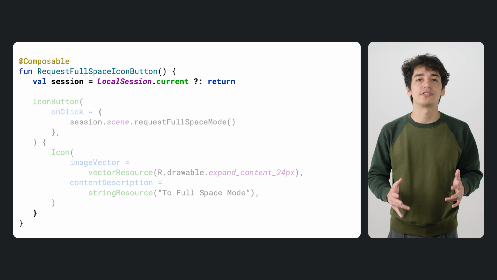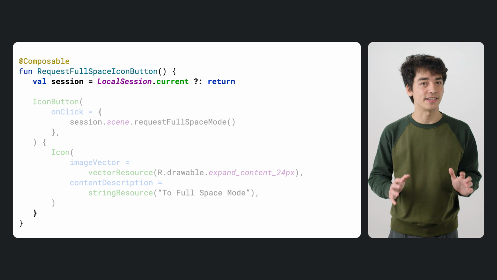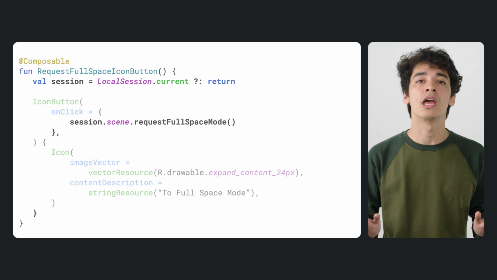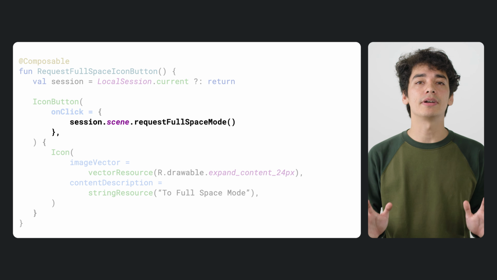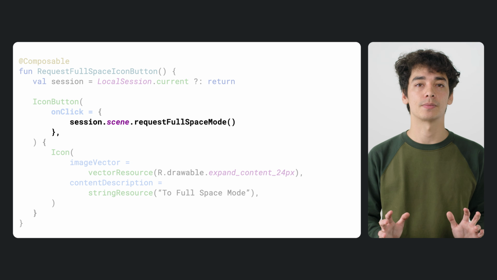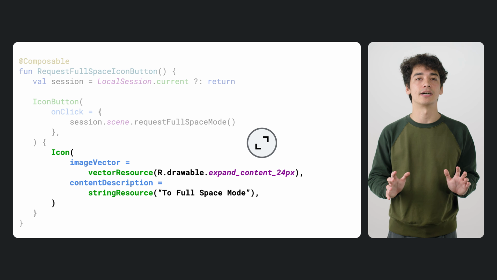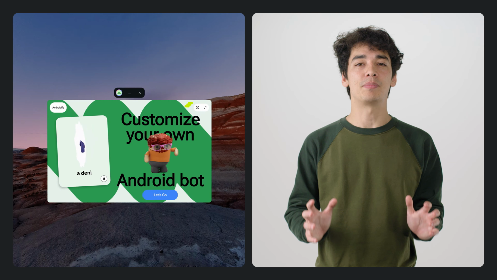We'll check if full space could be requested, then obtain an XR session from local session. Otherwise, this device isn't capable of displaying spatial UIs, and we don't want to render the button. When the button is clicked, we request to enter full space via the scene. We use the idiomatic expand content icon from material icons to indicate the action of going to full space. And then we put it into the top bar.